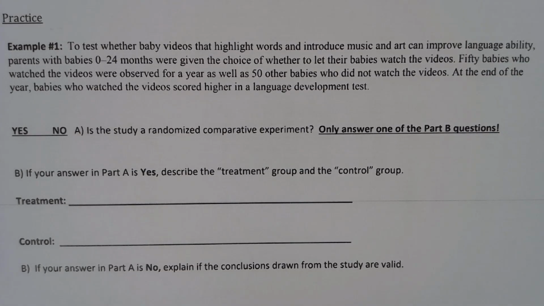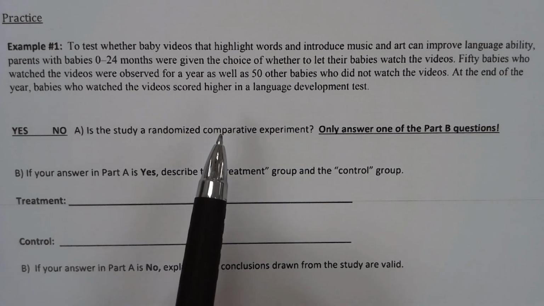Okay, example 1. To test whether baby videos that highlight words and introduce music and art can improve language ability, parents with babies 0 to 24 months were given a choice of whether to let their babies watch the videos. 50 babies who watched the videos were observed for a year, as well as 50 babies who did not watch the videos. At the end of the year, the babies who watched the videos scored higher in a language development test. Question 1. Is the study a randomized comparative experiment?